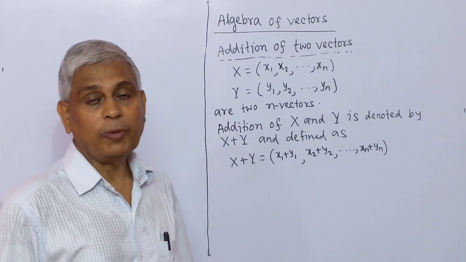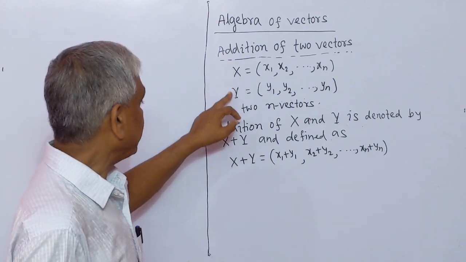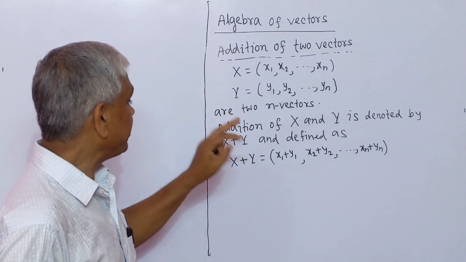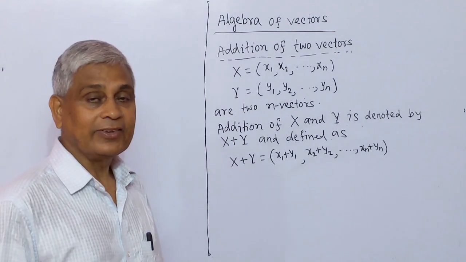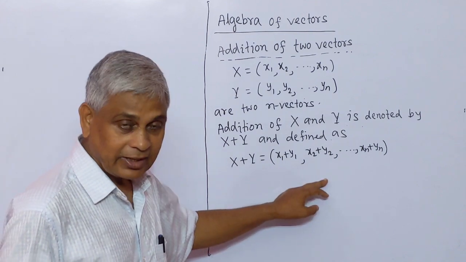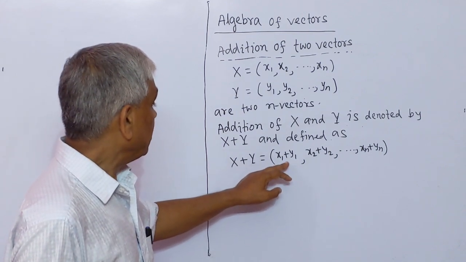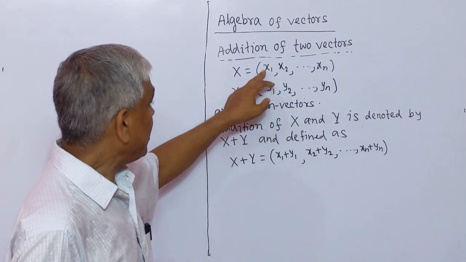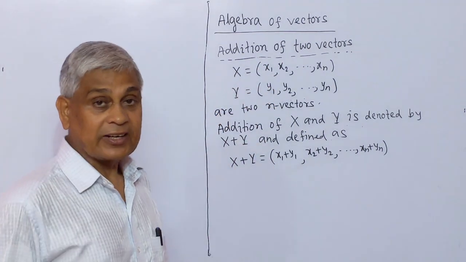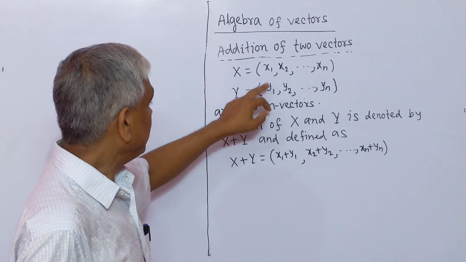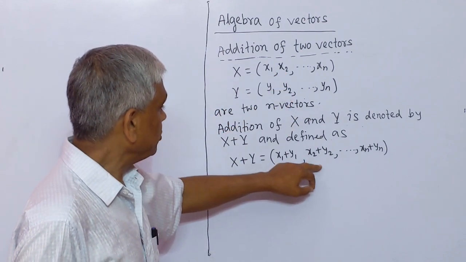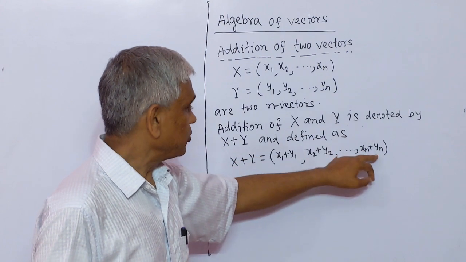The addition of capital X and capital Y is denoted by capital X plus capital Y and defined as capital X plus capital Y equal to a vector in which components are the sum of corresponding components of the two vectors. Here x1 plus y1, x2 plus y2, and xn plus yn.